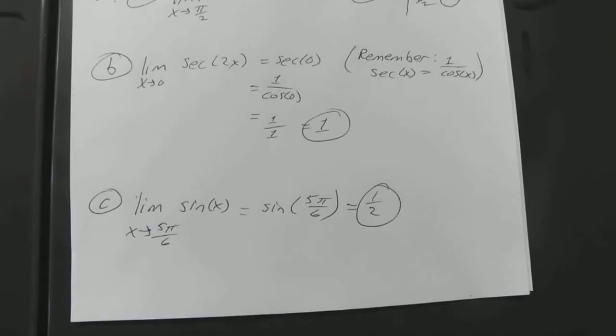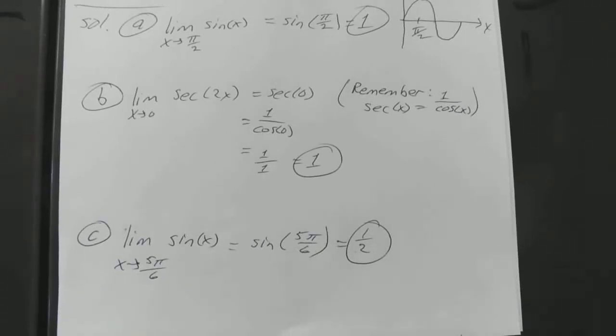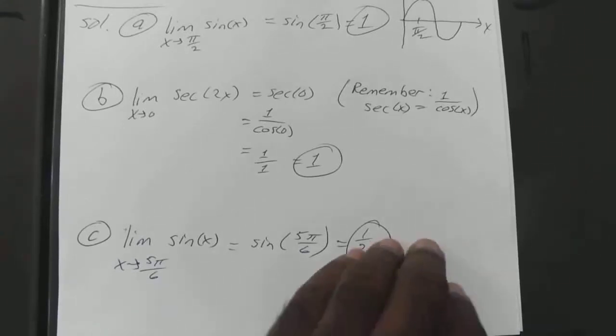Yes? So you do the inside first, of course. Like for secant, you would do the inside first, so it's 2 multiplied by 0 equals 0, and then you would evaluate it with the function? Yes. Okay. Any other questions on this one? All right.